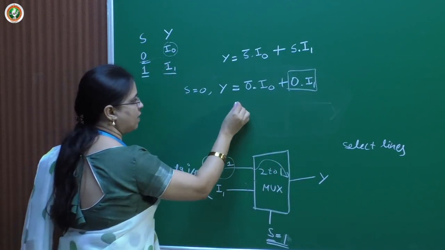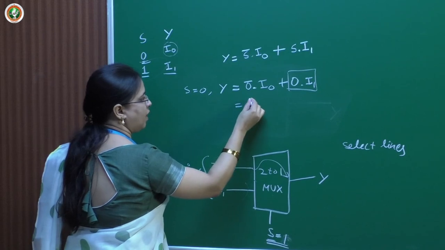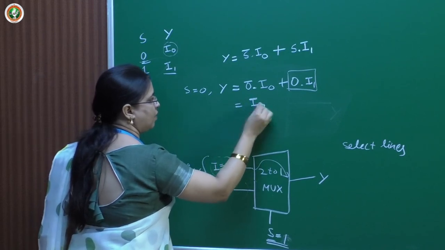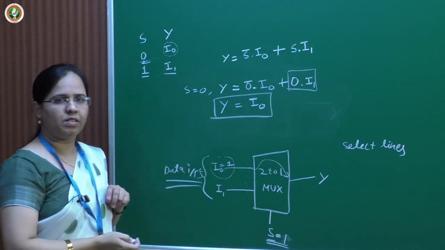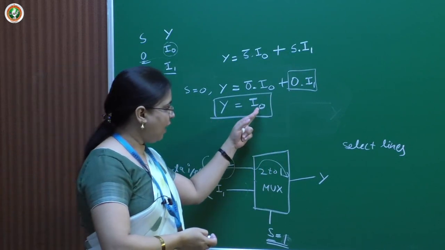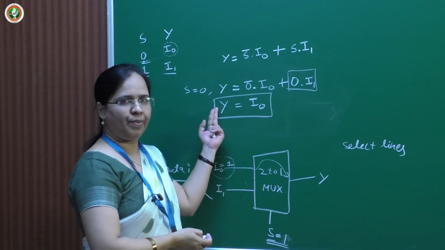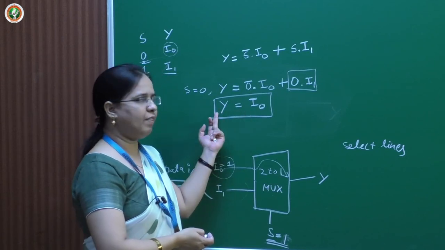And what is the value for this? This is 1. So 1 into I naught will be I naught. So what is the value we have got here? Y is equal to I naught. So what does it mean? If I naught is 0, Y will be 0. If I naught is 1, Y will be 1.